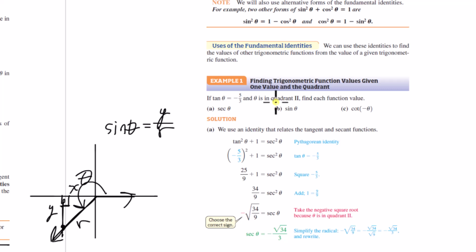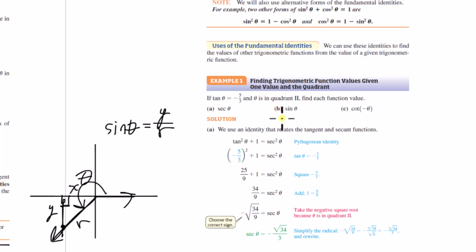Well, they give us more information. They say that theta is in quadrant 2. So in quadrant 2, if we think about secant, secant is the reciprocal of cosine, so that's r over x. Well, x is negative in quadrant 2, and r is always positive, so secant is going to be negative. So we know it's not the positive, but the negative. So we choose the negative, and there's secant theta. They rationalize it, or they didn't need to rationalize it. That's it. Minus root 34 over 3.